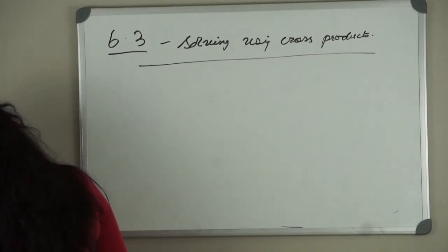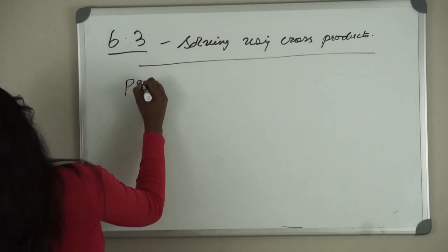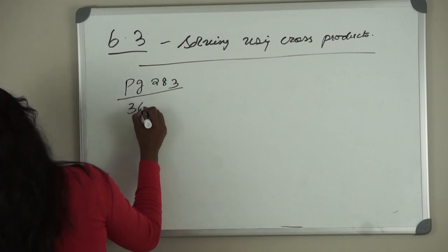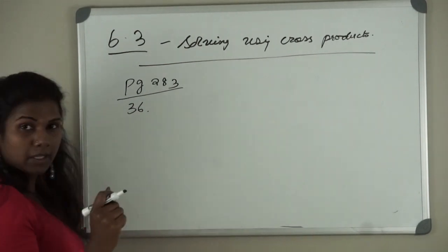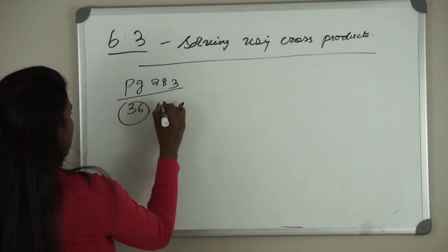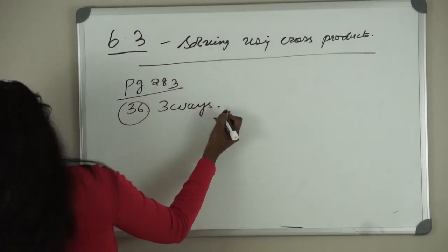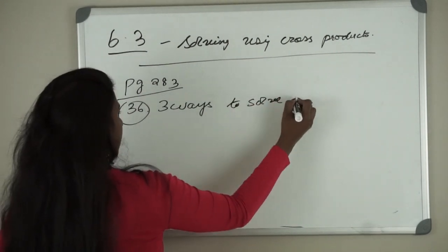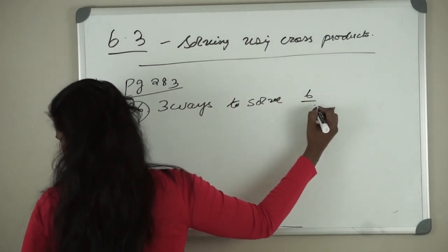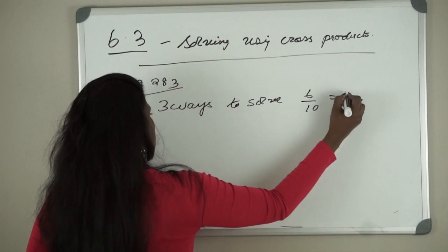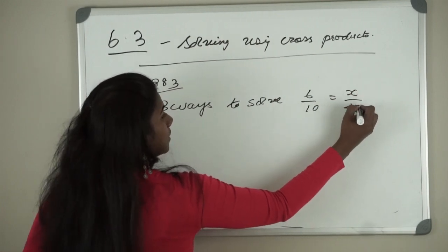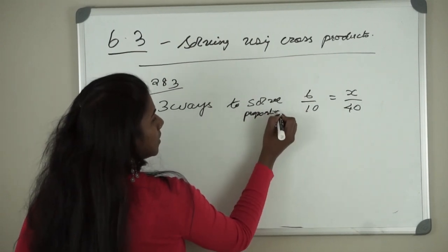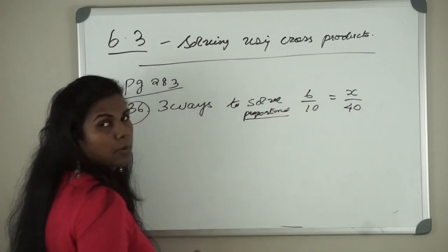Let's see. That is page number 283. They have a question 36. The question asks you, describe three ways you could solve the proportion 6 over 10 is equal to x over 40. So they've already given you that this is a proportion. That means these are equivalent ratios.